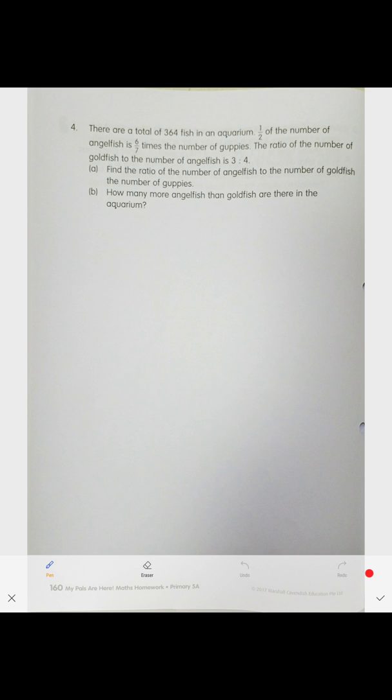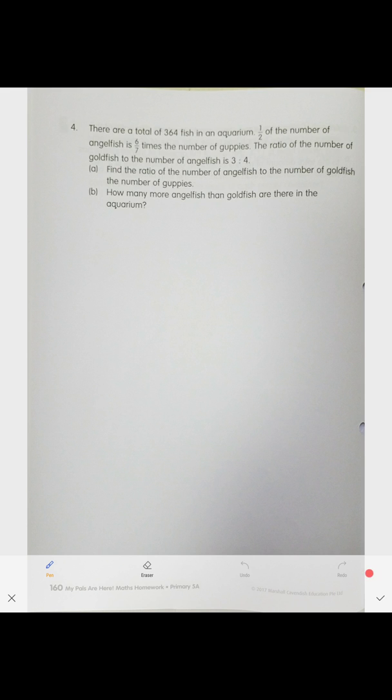Right, problem number 4. There are a total of 364 fish in an aquarium. Half of the number of angelfish is 6/7 times the number of guppies. The ratio of the number of goldfish to the number of angelfish is 3 to 4. Find the ratio of the number of angelfish to the number of goldfish to the number of guppies. How many more angelfish than goldfish are there in the aquarium? Alright.